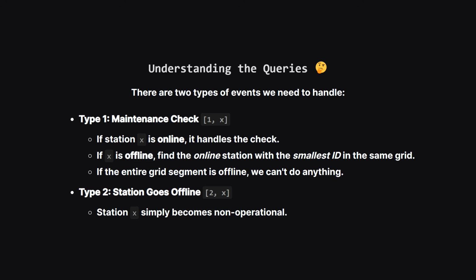First, there's a maintenance check. If the station being checked is up and running, it just handles the check itself, no problem. But if it's offline, we need to find a backup. The rule is to find the online station with the absolute smallest ID number that's still part of the same connected grid. And if every single station in that part of the grid is down, well, then we report back with a -1. The second type of event is much simpler. A station just goes offline.